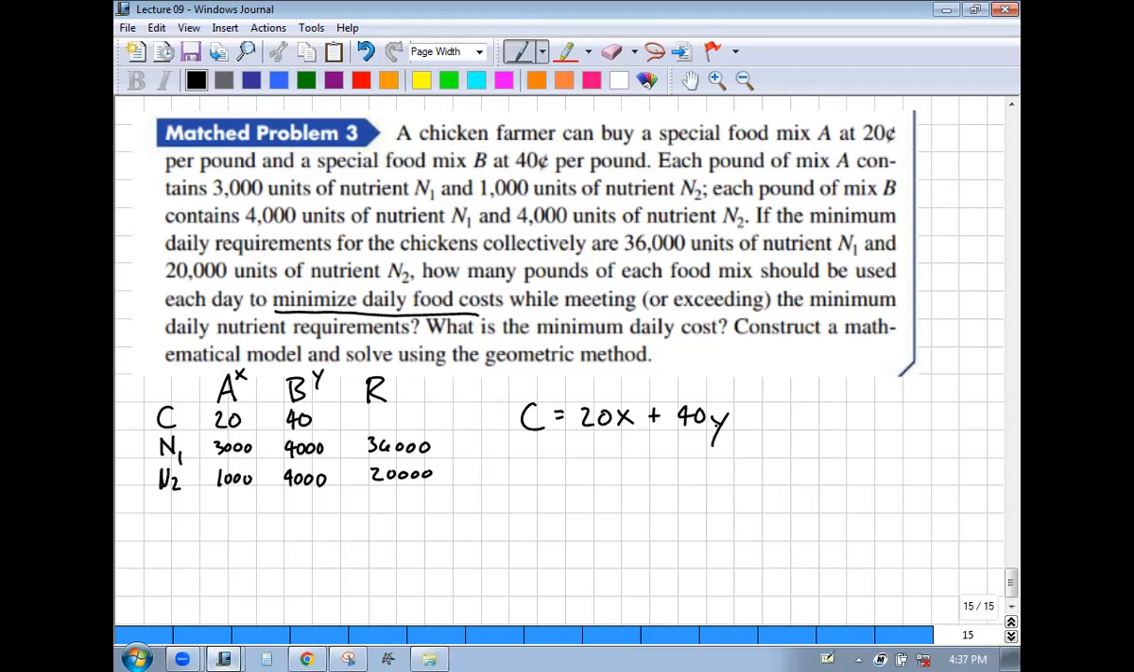Okay. Skip with X's and Y's. So that's what we want to minimize. All right, that's our objective function, I think they call it. So once we have that, we have to get our equations out of here.